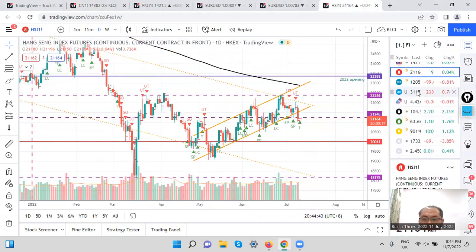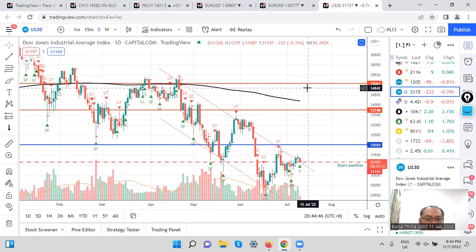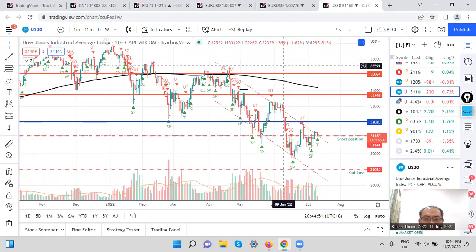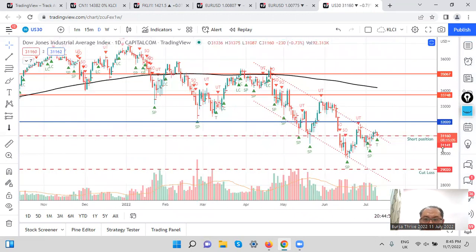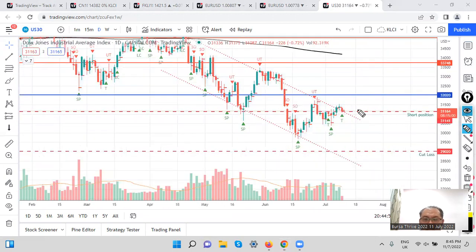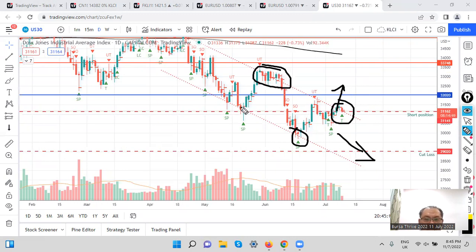Okay, so we move to the US market. This is the Dow Jones, US 30, the Dow Jones futures. What we are seeing here is the futures, and you can see the entire thing is still in a downslope channel, and this one did not break higher. All along here it still continues down, and the volume is not really good compared to here, so a big change is unlikely.